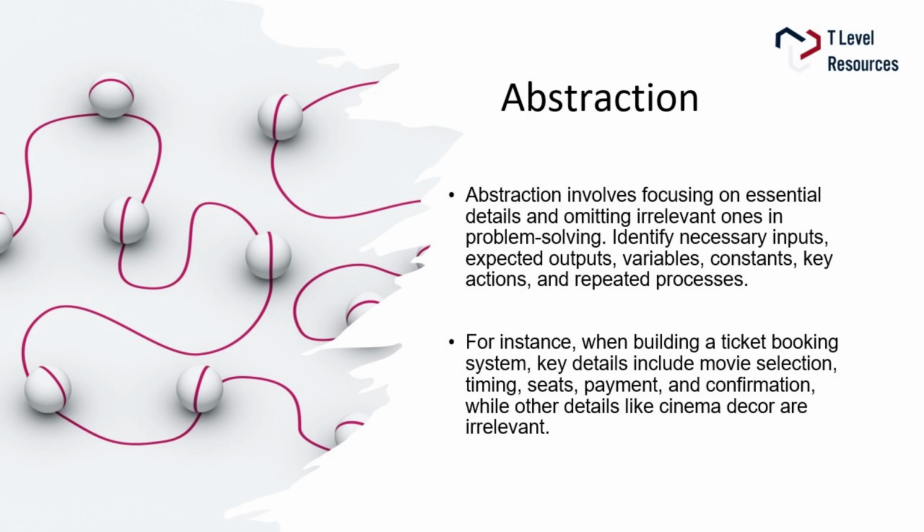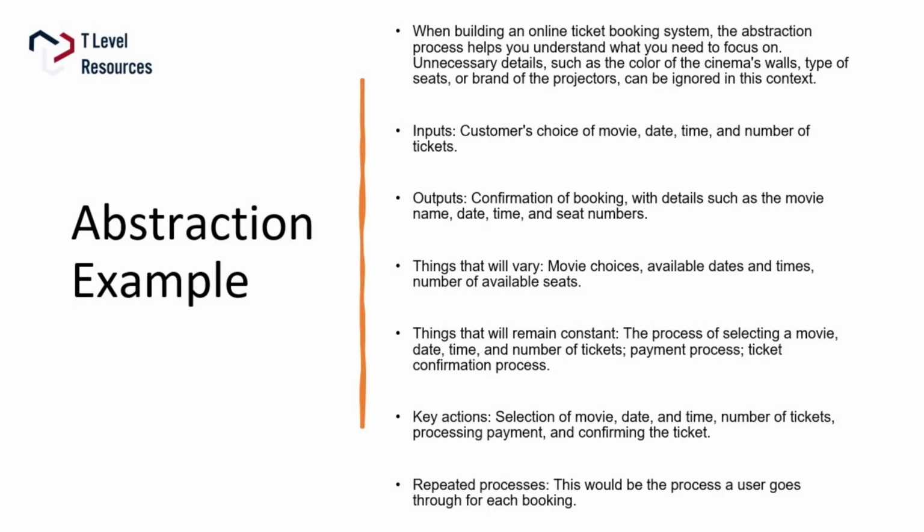For instance, when building a ticket booking system, key details include movie selection, timing, seats, payment, and confirmation, while other details like cinema decor are irrelevant. When building an online ticket booking system, the abstraction process helps you understand what you need to focus on. Unnecessary details, such as the color of the cinema's walls, the type of seats, or the brand of the projectors, can be ignored in this context.